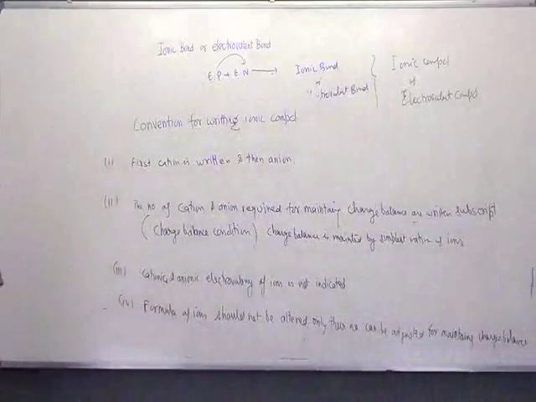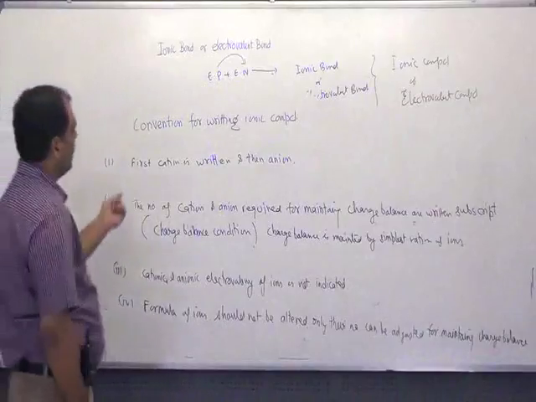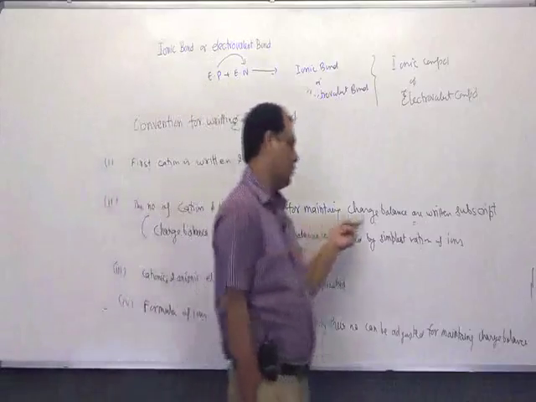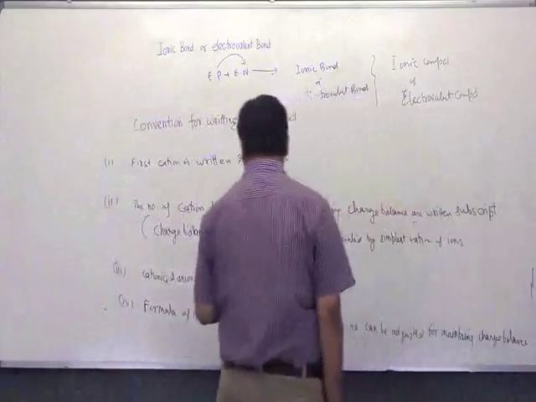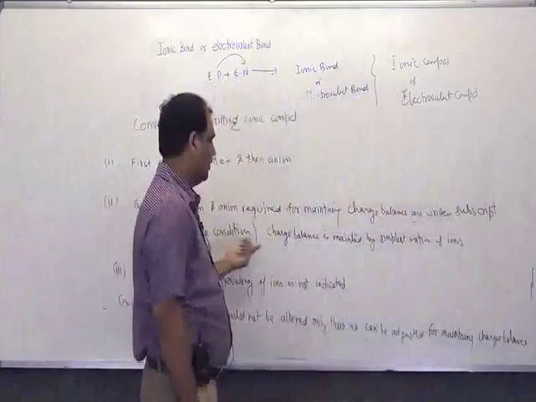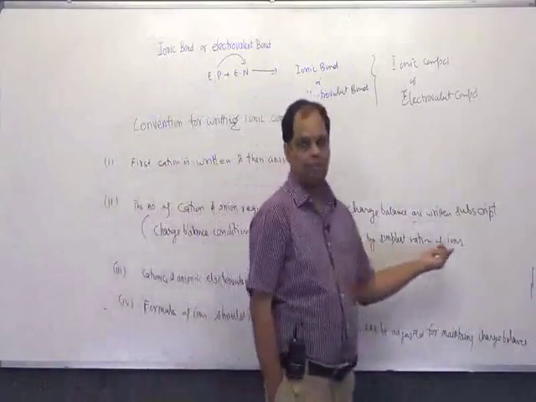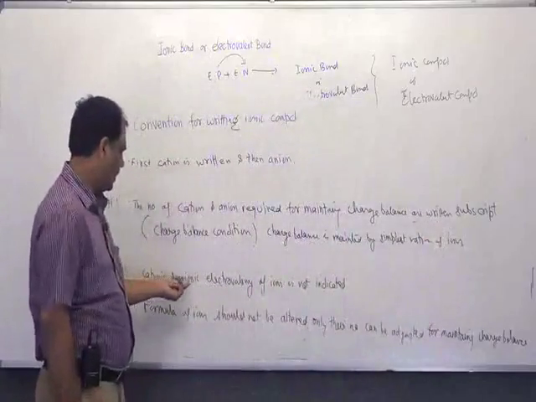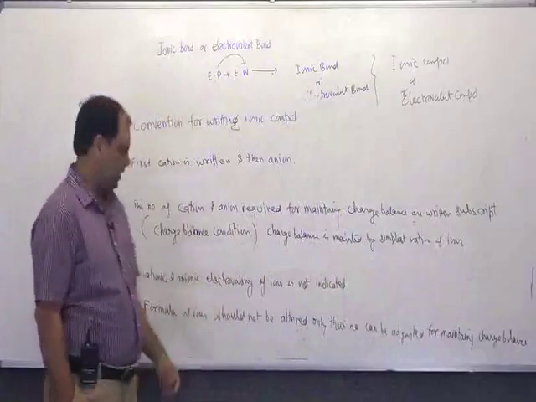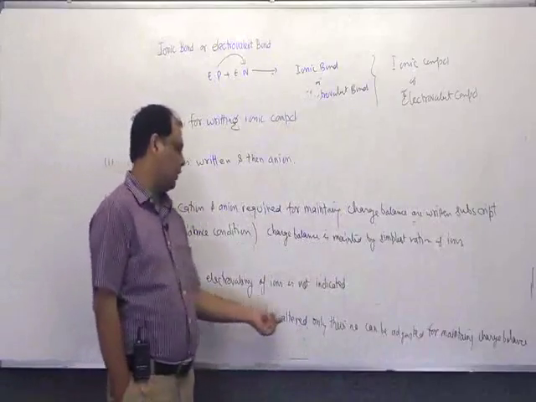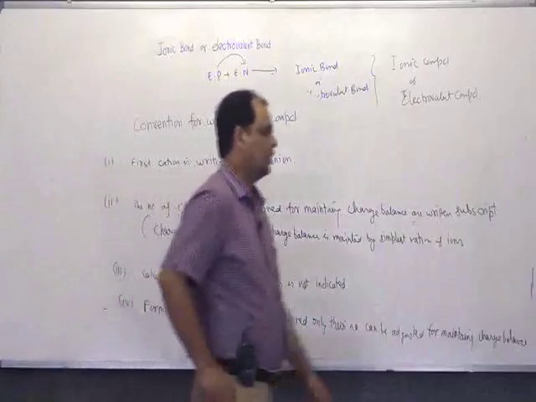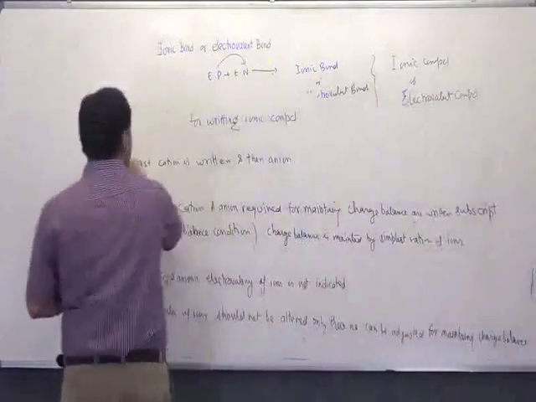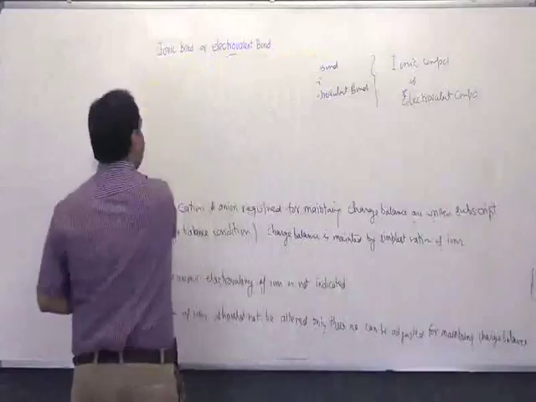So these are the conditions or conventions by which ionic compounds are written. First, the cation is written and then the anion. The number of cations and anions required for maintaining charge balance are written in subscript. Why are we maintaining charge balance? Because the electrical charge balance is maintained by the simplest ratio of ions. Third, the cationic and anionic electrovalency of the ion is not indicated. Fourth, the formula of the ion should not be altered, only the number can be changed for maintaining charge balance. Now we will try to use this convention for writing. Just see it.